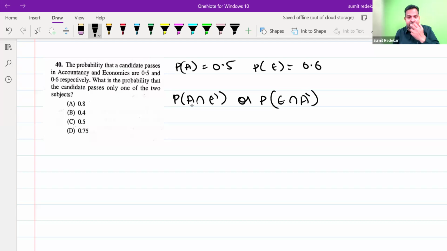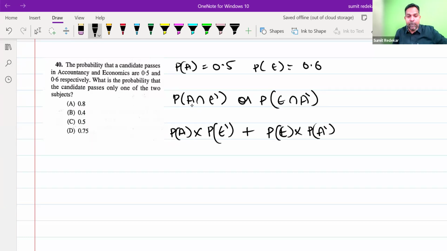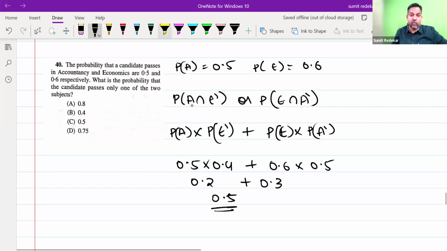Now, because they are independent, what you can also say is this is the same as passing in accounts and not passing in eco, or passing in eco and not passing in accounts. Passing in accounts is 0.5, not eco is 0.4, plus passing in eco is 0.6, and not accounts is 0.5. That's 5 fours are 20 plus 6 fives is 30. The answer is 0.5. No matter how you do it, the answer will work out to be 0.5. That is question number 40.